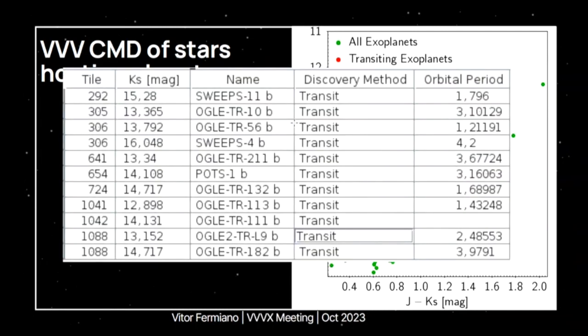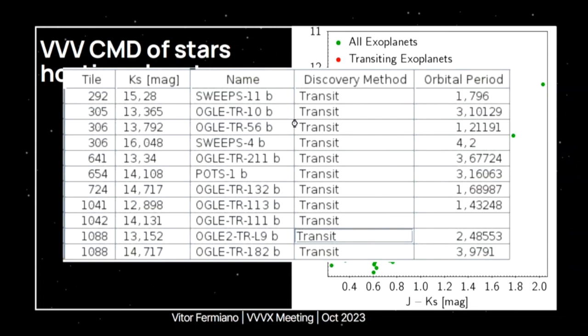Here are the 11 of them, but I couldn't work with all of them, because from 600 to 1088 they are VVVX tiles, so I don't have the PSF photometry for them yet. We are working on this, so I worked only with the first four, which are SWEEPS and OGLE exoplanets. Here we have the orbital period for them.